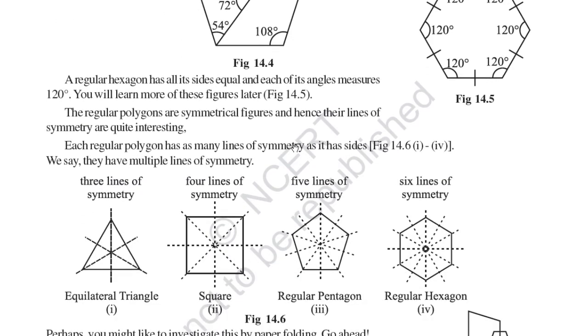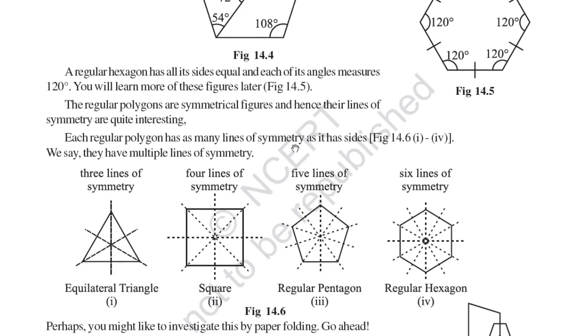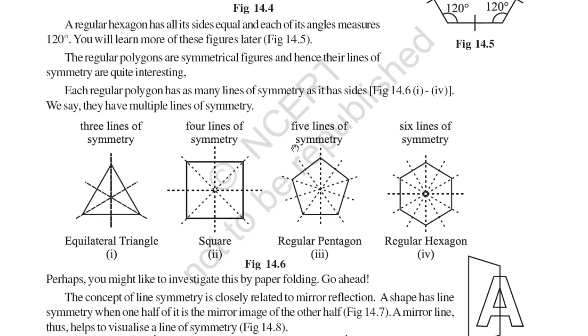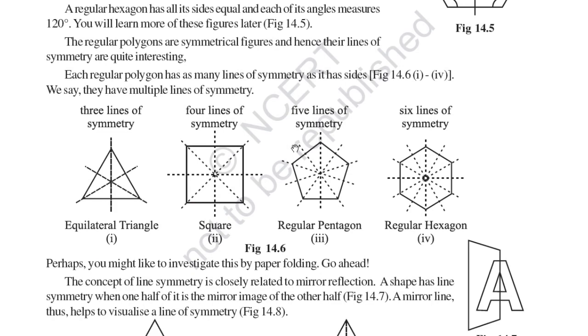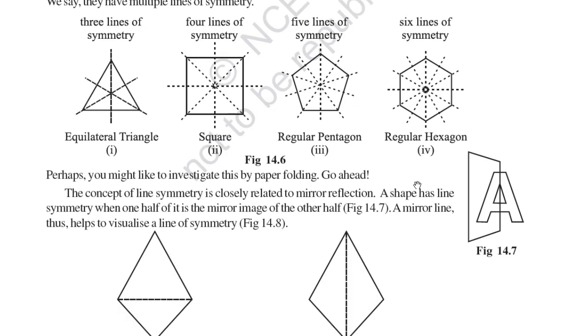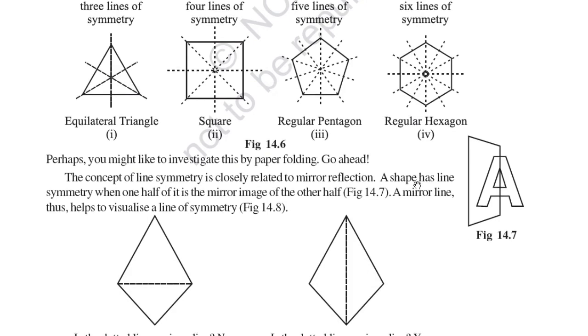The regular polygons are symmetrical figures and hence their lines of symmetry are quite interesting. Each regular polygon has as many lines of symmetry as it has sides. So we can say that they have multiple line symmetry. There are 4 diagrams: equilateral triangle, square, regular pentagon, regular hexagon. There are 3 lines of symmetry in the triangle, 4 lines of symmetry in the square, 5 lines of symmetry in the regular pentagon and 6 lines of symmetry in the regular hexagon. Perhaps you might like to investigate this by paper folding.